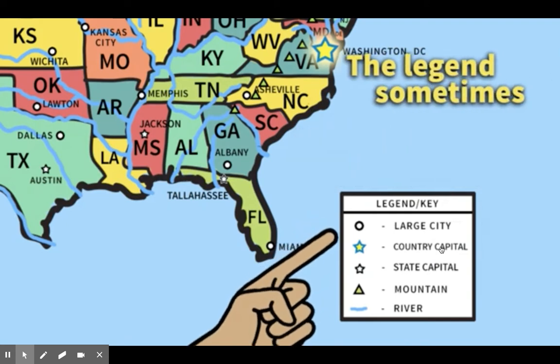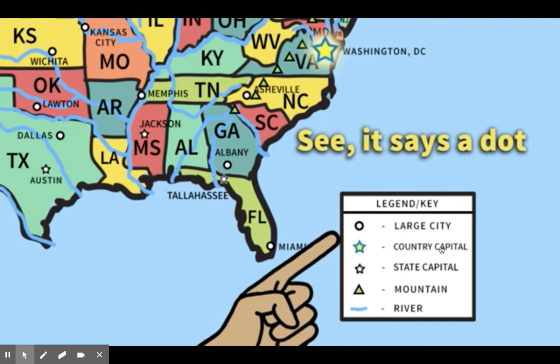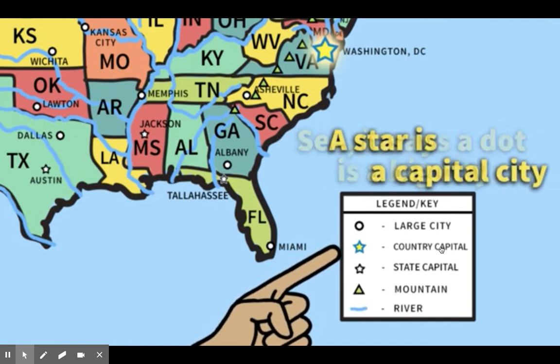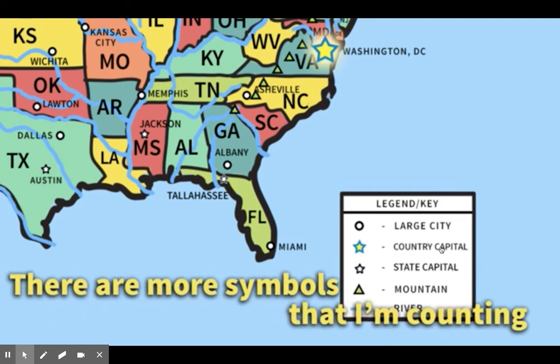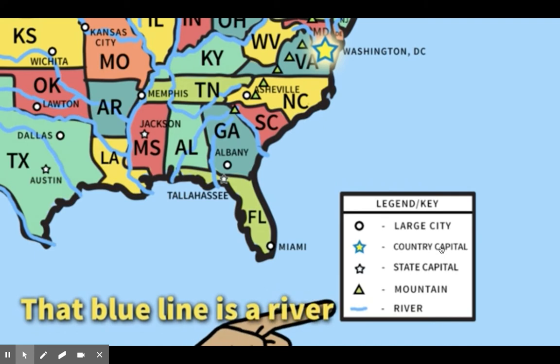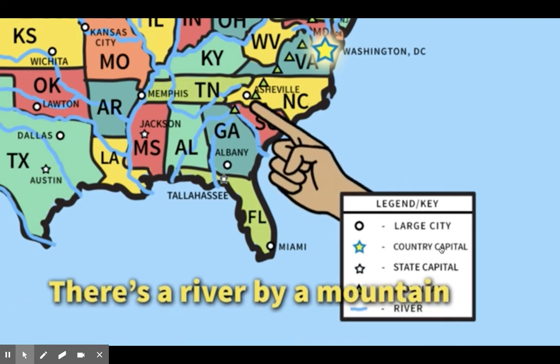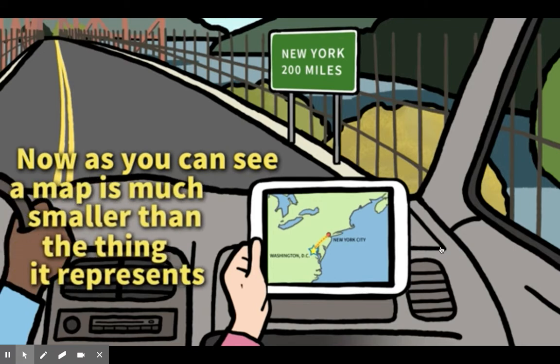The legend, sometimes called the key, tells us what the symbols mean. See, it says a dot is a big city. A star is a capital city. Now come with me. There are more symbols that I'm counting. That triangle means there's a mountain. That blue line is a river. There's a river by a mountain. Go figure. Now as you can see, a map is much smaller than the thing it represents.